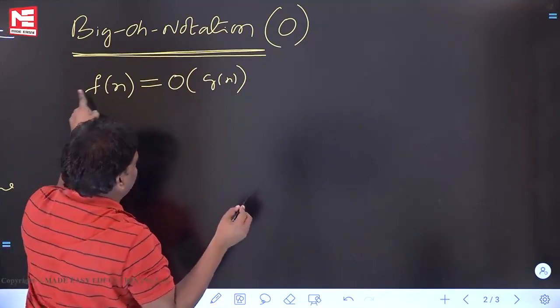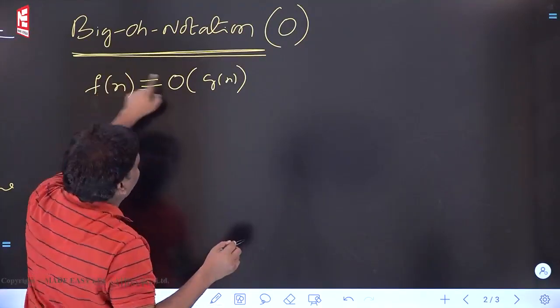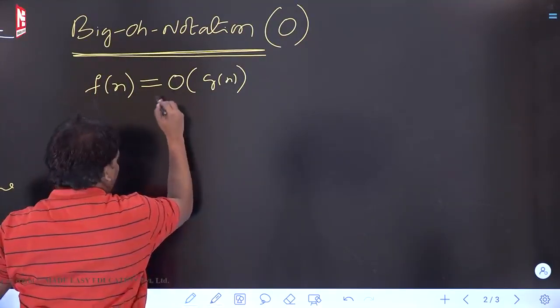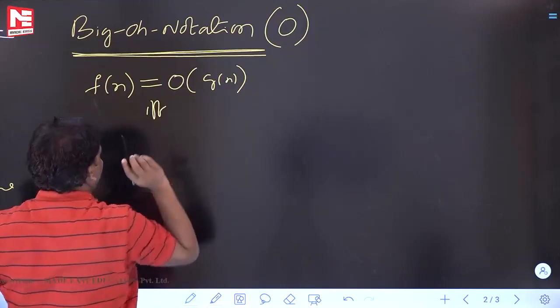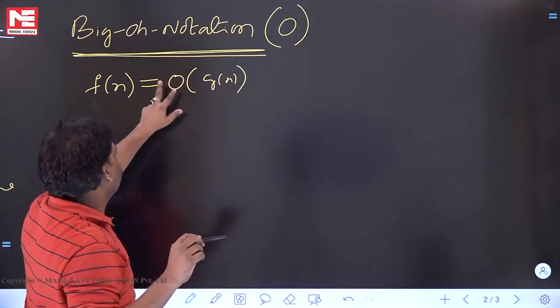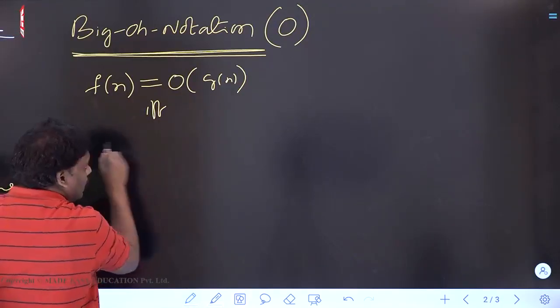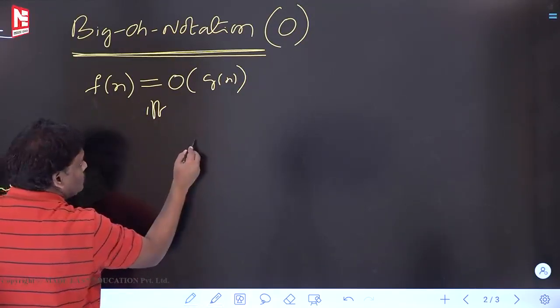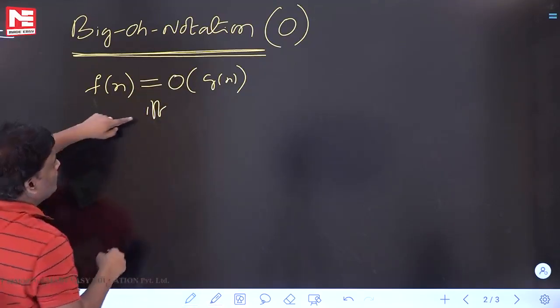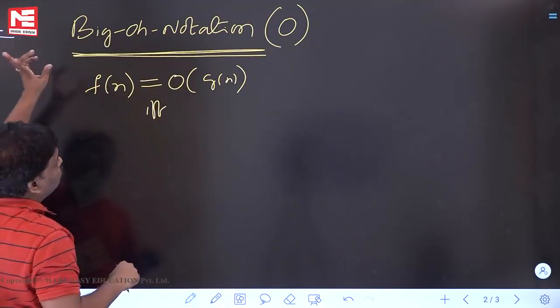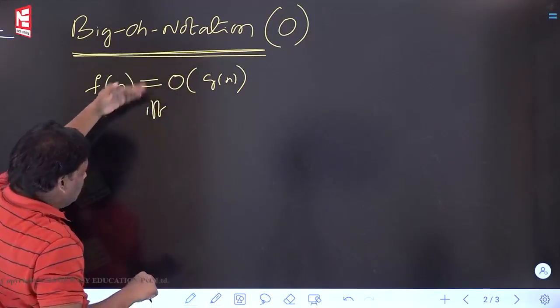If you want to say this between these two functions, it is possible if and only if a condition is satisfied. What is the meaning? If that condition is satisfied, you can say it in both directions. That is the meaning of if and only if. Between two functions, if I want to say this, then the condition should be satisfied.